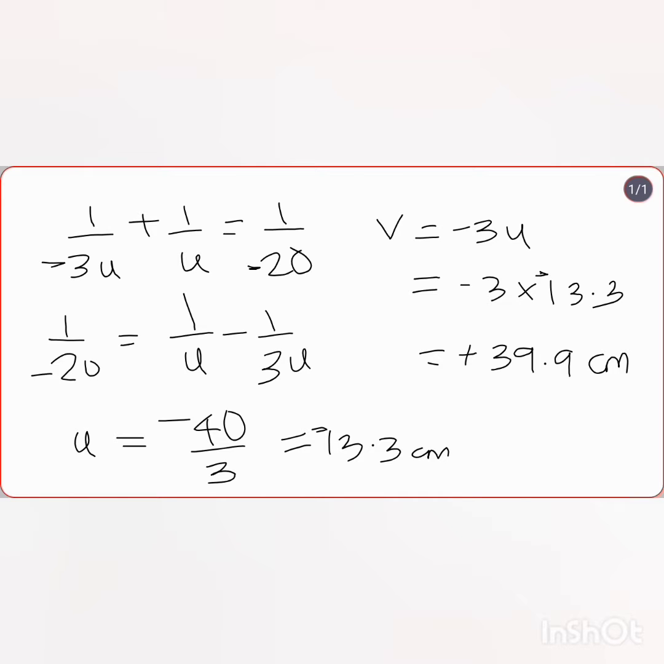So we have to calculate the image distance v is equal to minus 3u, which is equal to minus 3 into minus 13.3, where u is equal to minus 40 by 3, which is equal to minus 13.3. So v is equal to plus 39.9 centimeter. That is, when the image is virtual, the image distance is 39.9 centimeter.